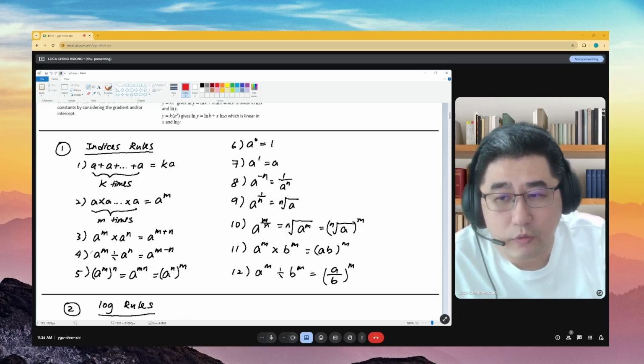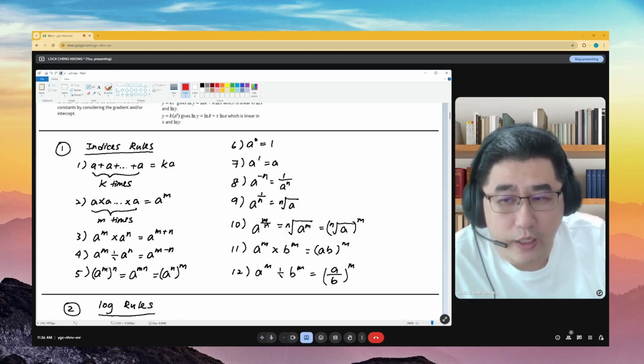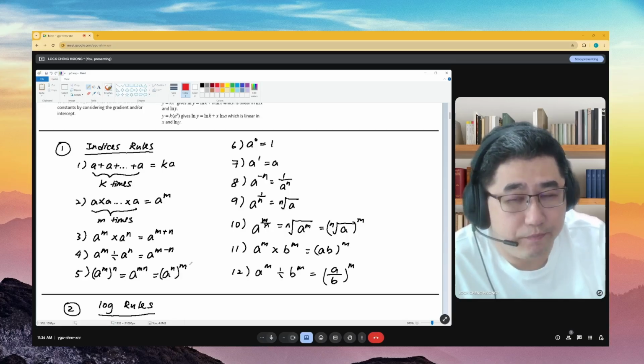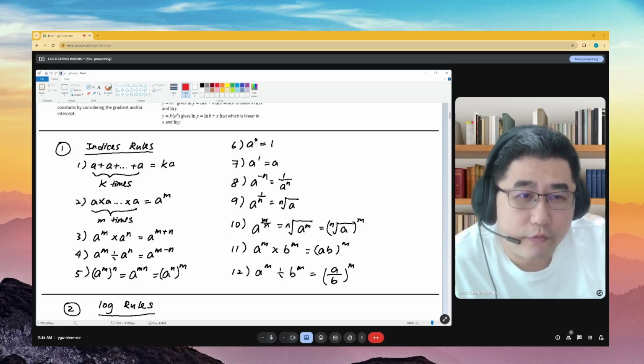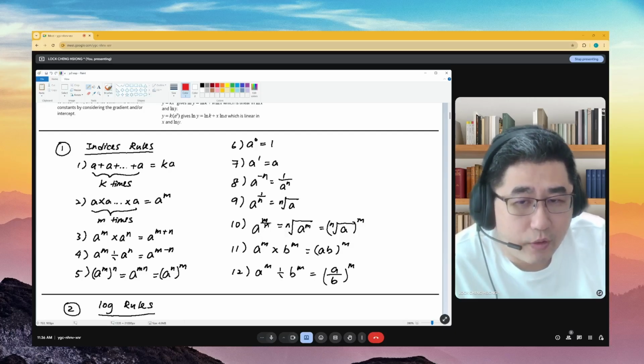In this way. 4, if I have a^m divided by a^n, I will have a^(m-n). 5, if I have (a^m)^n, I have a^(mn), or equals a^(nm). Number 6, a power 0 equals 1. Number 7, a power 1 equals a. Number 8, a power of negative n equals 1 over a^n. Number 9, a power of 1 over n is the nth root of a. Number 10, a power m over n equals the nth root of a^m, or the nth root of a, to the power m.